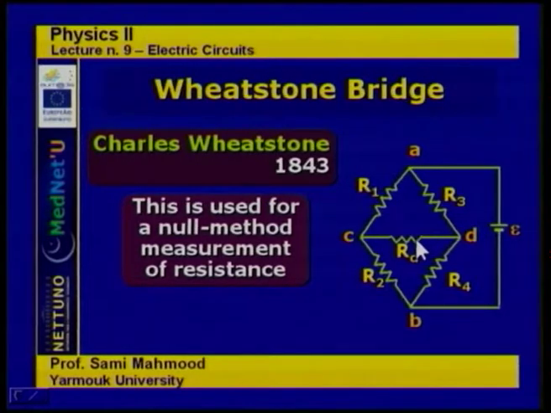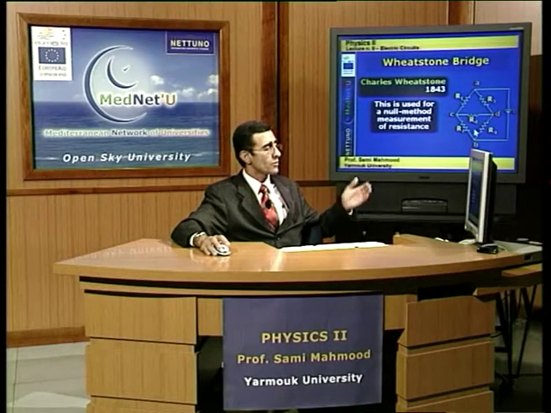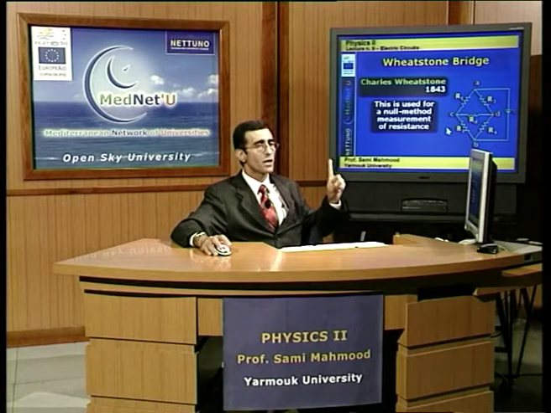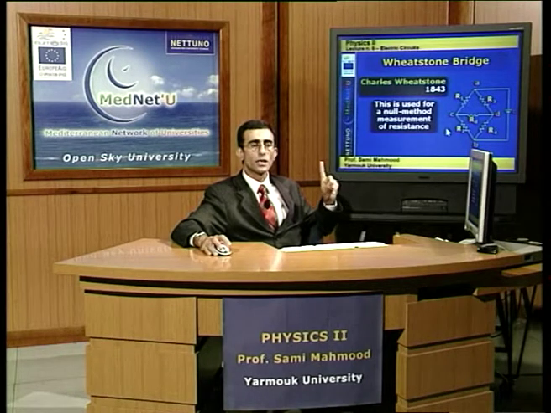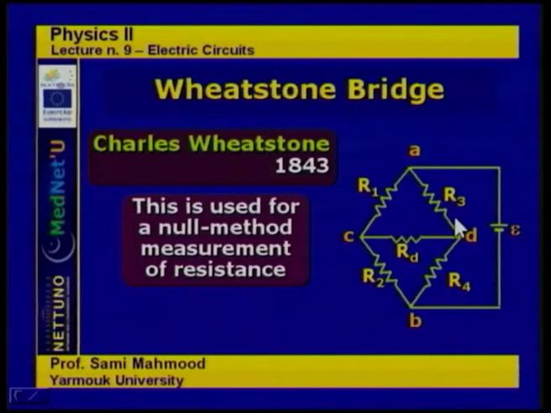From this point, we can evaluate the unknown resistance, whether it is R1 or R2 or R3 or R4. But we have to have one unknown resistance, and the rest of the resistors should be known, and then we can evaluate this resistance. And by the choice of the magnitudes of these resistances, R3, R4, and R2, for example, we can determine the unknown resistance R1 up to the accuracy that we desire.